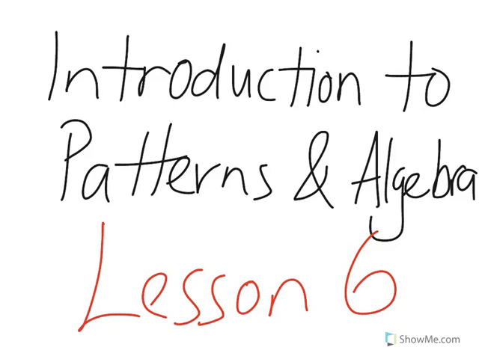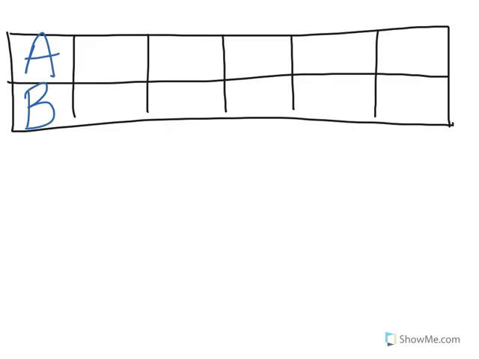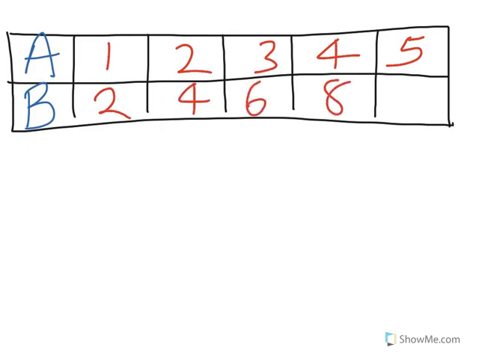This is Introduction to Patterns in Algebra, Lesson 6. Today we are going to learn how to change a table of values, or how to find the rule if we are given a table of values. So let's start with something straightforward. We have 1, 2, 3, 4, 5, and down the bottom we have 2, 4, 6, 8, 10.